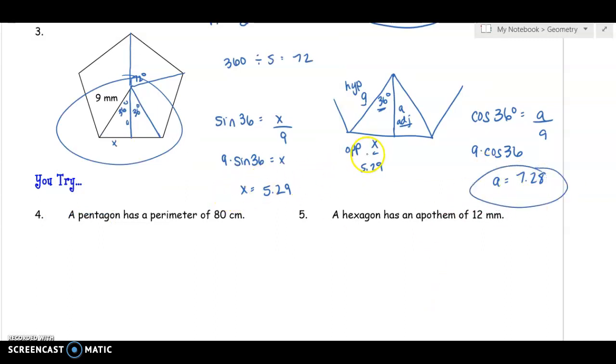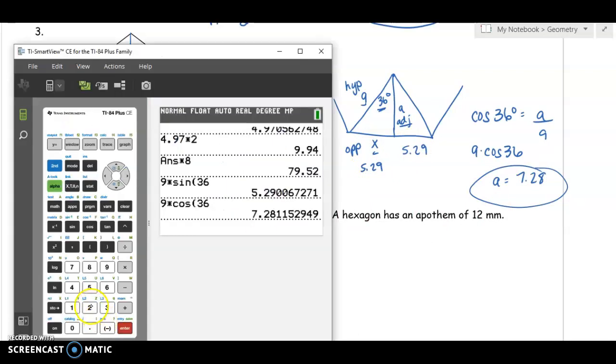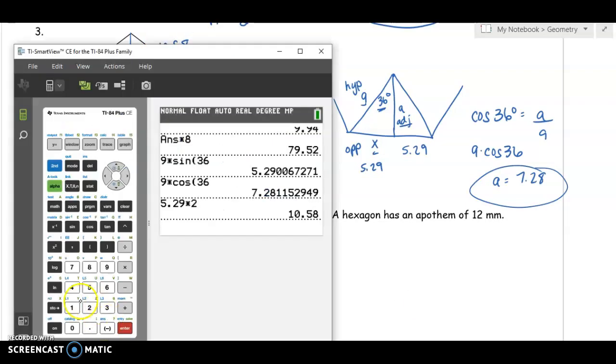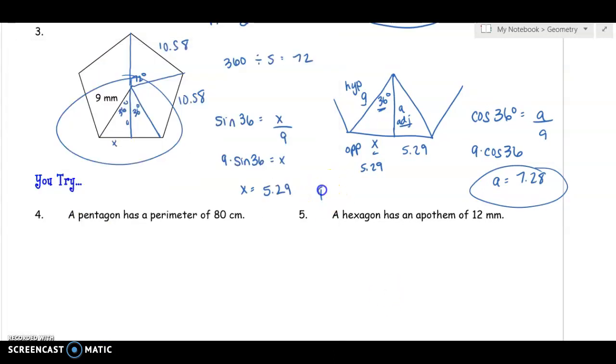All right, so we've got our apothem. We've got to find our perimeter. If this is 5.29, this is 5.29. Double that. Let's see, 5.29 times 2, you're going to get 10.58. So each side of our pentagon is 10.58. Since there's 5 sides, we're going to multiply that by 5 to get our perimeter. Perimeter is 52.9.